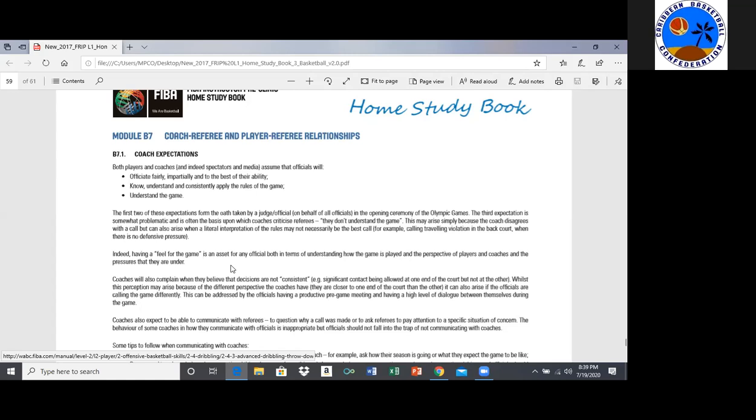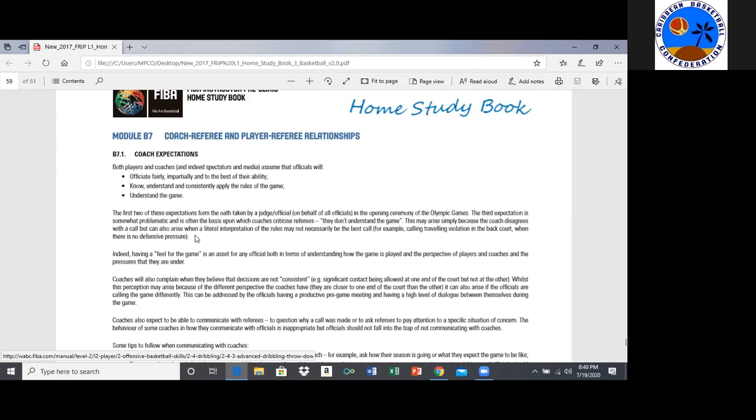This may arise simply because the coach disagrees with a call, but can also arise when a literal interpretation of the rule may not necessarily be the best call. For example, calling a travel violation in the backcourt when there is no defensive player. And this comes down to what? They call this, what do we call it now, Jenny? Officiating psychology, preventative officiating. All right? And these guys know it.